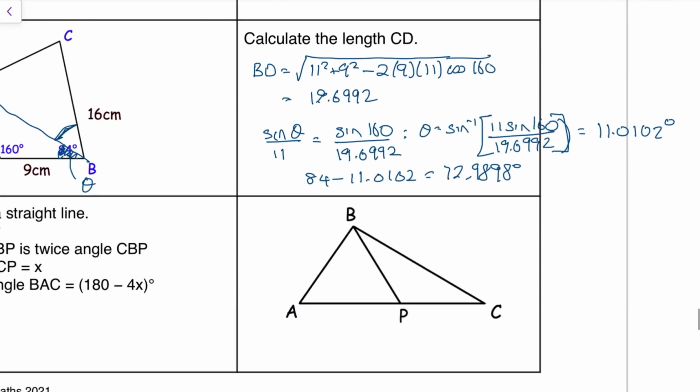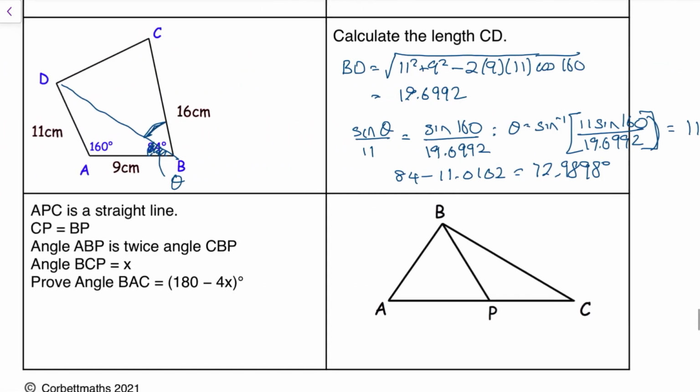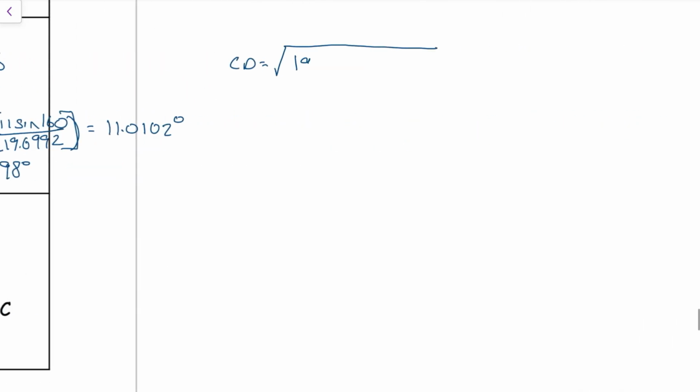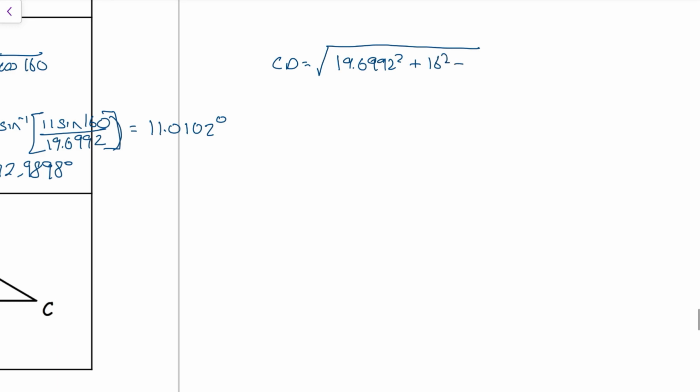And now back to cosine rule. So therefore CD, and let's do it over here. So therefore CD is going to be equal to the square root of, all in one go, the sides are 19.6992 squared plus the other side is 16 squared, minus 2 times 16 times 19.6992. Very tedious, but also easy to get it wrong. Times cos of the angle I've just worked out, which is 72.9898. Notice how many decimal places I'm using to get a nice rounded answer. So my answer is 21.4393, etc.